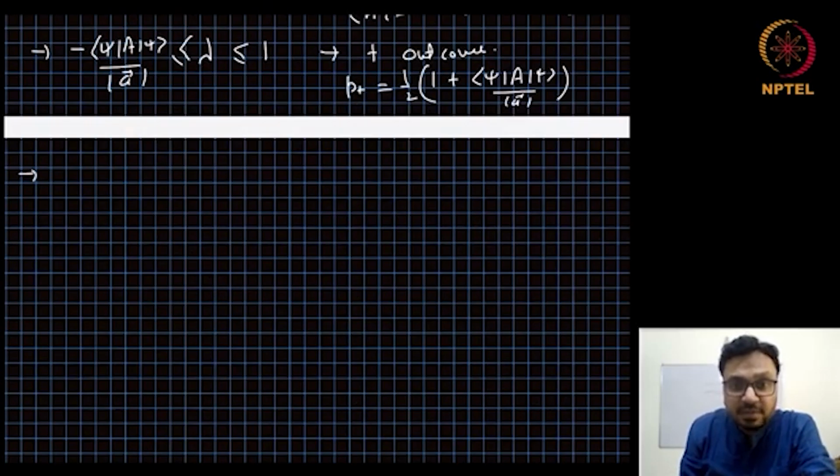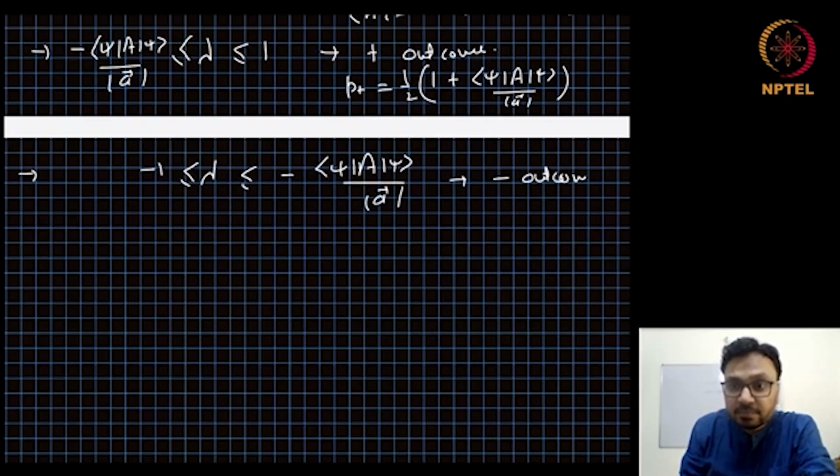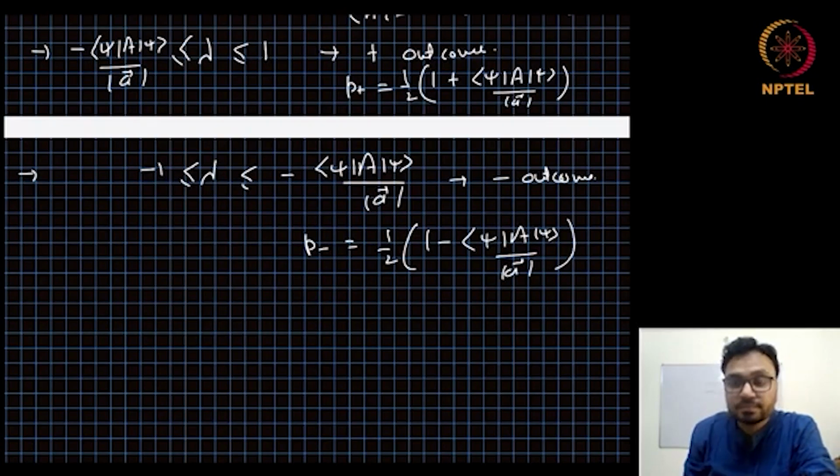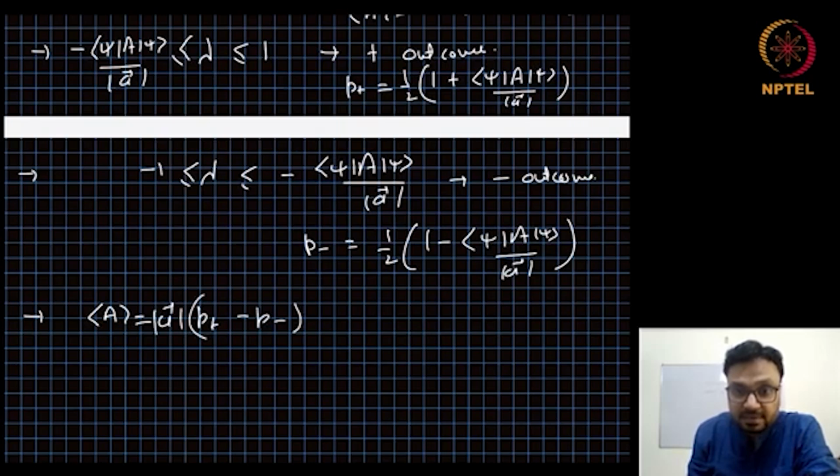And if lambda is between minus 1 and minus psi A psi over magnitude of A, then we get the minus outcome. And the probability of this happening is P minus, which is half times 1 minus psi A psi over magnitude of A. Now we can see that if this happens, then the expectation value of A will be P plus minus P minus times A vector. This satisfies the quantum mechanical result.